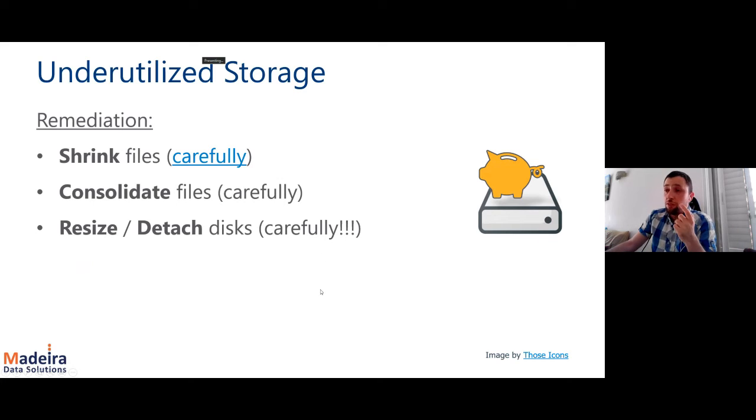You should also consider consolidating files. If you have different database files spread across different disks, but each of them utilizes a very low percentage of the disk, it should be worth considering consolidating those files on the same disk, especially in cloud providers, but not only.